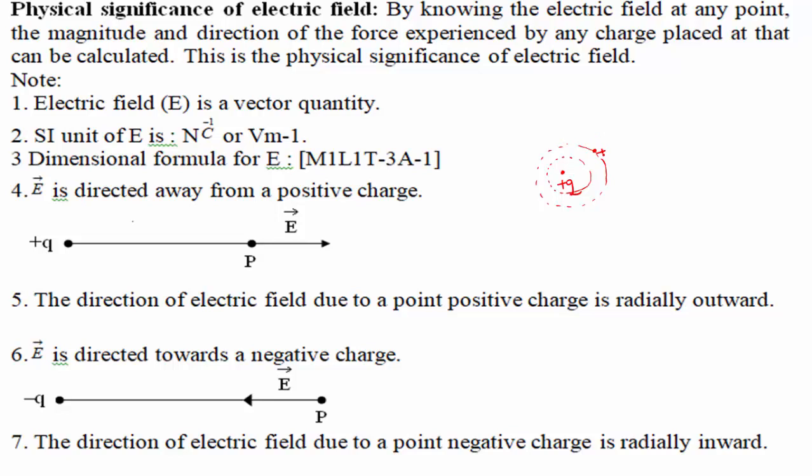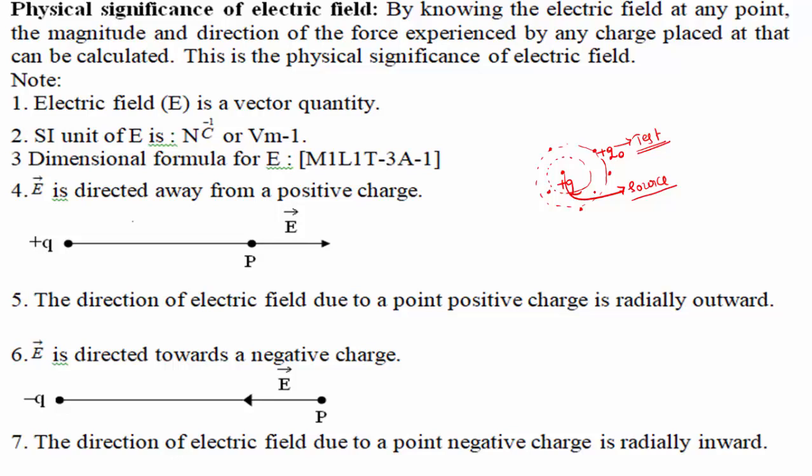Here, to check the presence of electric field, we place a test charge. This is called the test charge and this is called the source charge. Source charge means a charge which produces an electric field. Test charge means a charge whose presence does not affect an already existing electric field, a charge which is used to check the presence of electric field in this region. By knowing the electric field at any point, the magnitude and the direction of the force experienced by any charge placed at that point can be calculated. It is the physical significance of electric field.